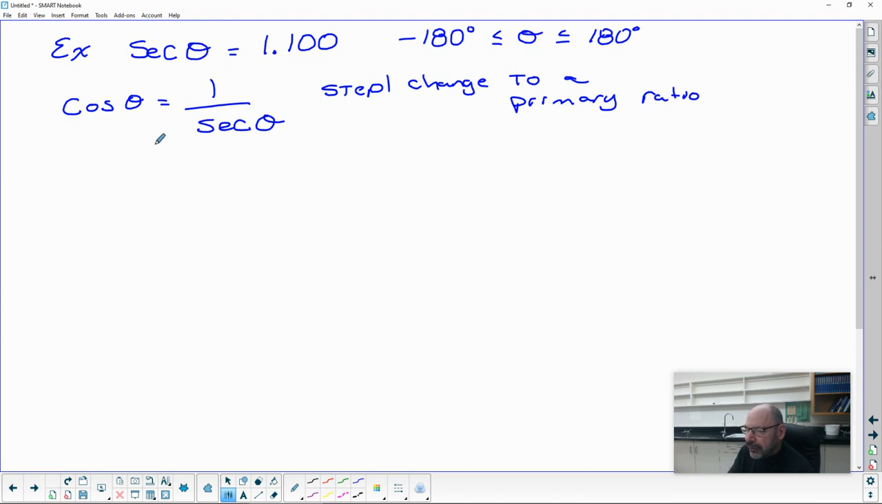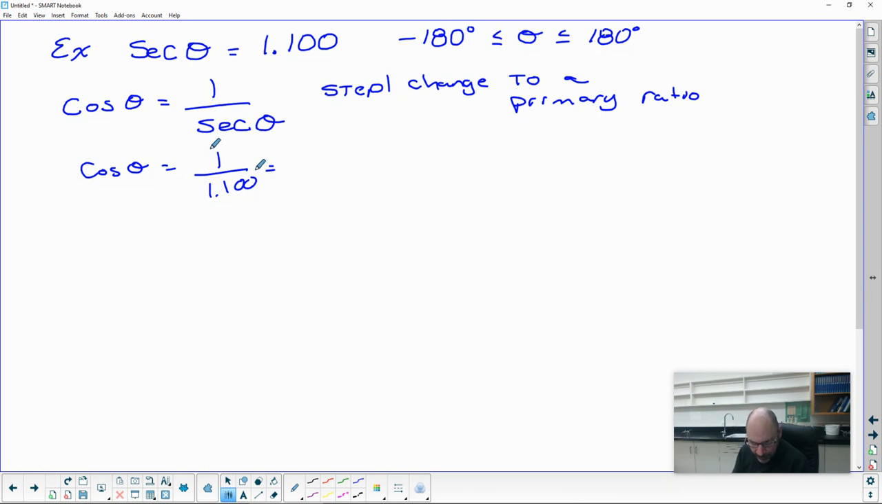Okay, so that just means you're going to divide. Cosine theta equals 1 divided by 1.100. Do that on the calculator: 1 divided by 1.1. Are we in degrees? Yeah, we're in degrees. Make sure you're in degrees on your calculator as well, because that will give you a wonky result if you're still in radians. And also there's gradians on your calculators.